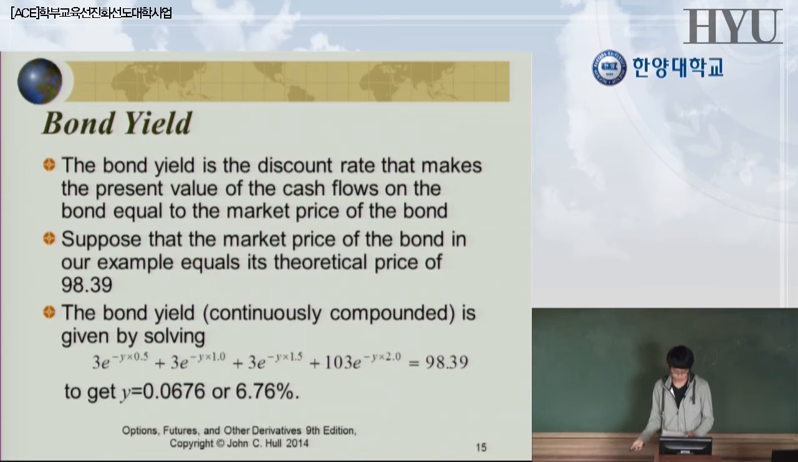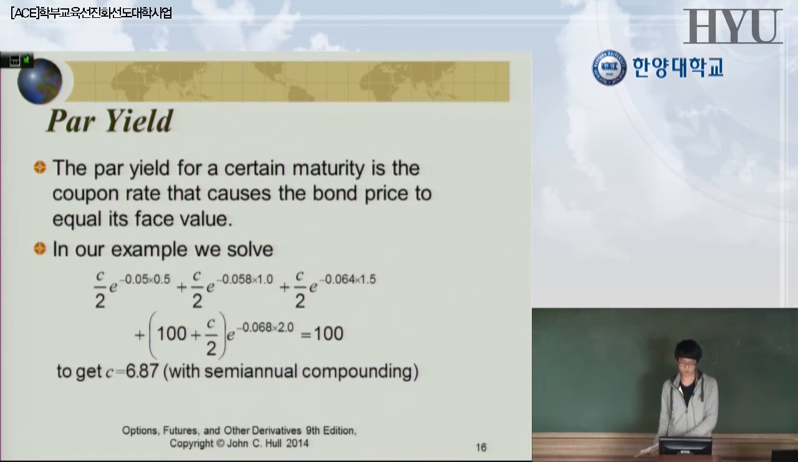The bond yield is the discount rate that makes the present value of the cash flows on the bond equal to the market price of the bond. And the par yield is the coupon rate that makes the bond price equal to the face value.